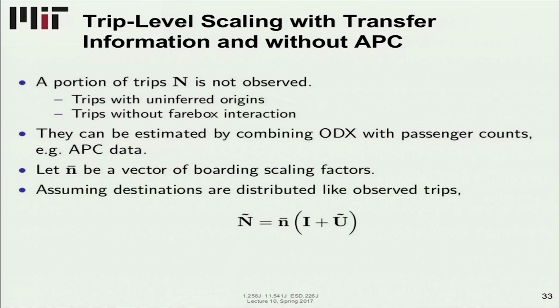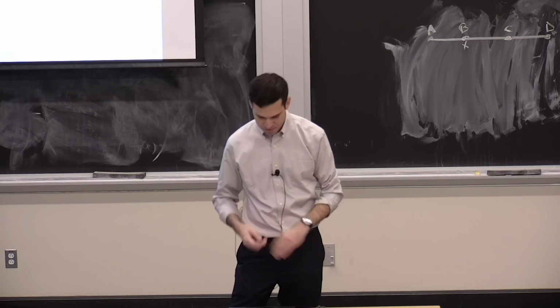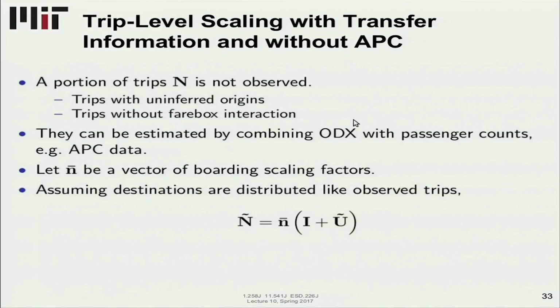All right, and then we have to take care of the non-interaction trips, or non-observed trips. Some of them are trips with uninferred origins. So it could be that we know that this person was at this trip because the origin inference failed, or it could be that there's some information that in general, some portion of passengers don't interact. So you want to scale everything up by 5%, say, as an example. That could come from surveys, or from APC if you have APC on a portion of the fleet.